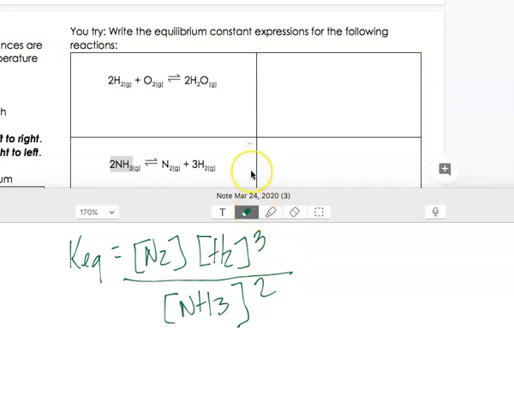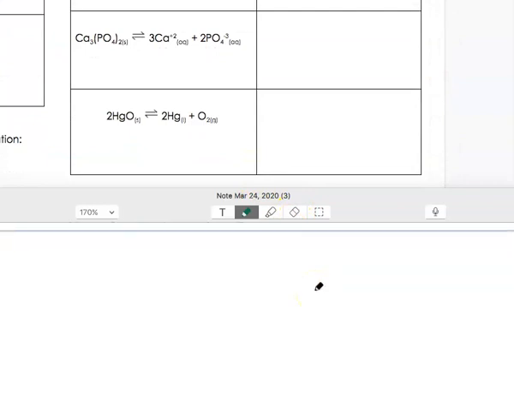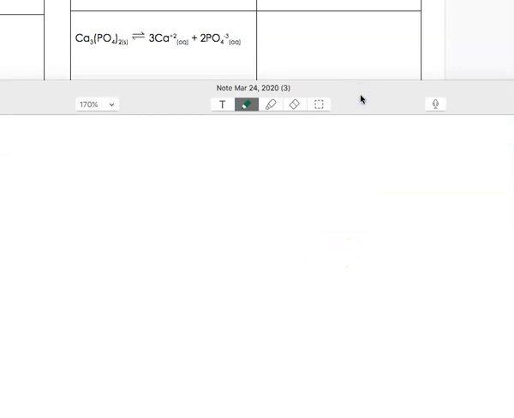All right, now we're going to try the third one. Go ahead and try that one. All right, now that you tried, let's go over the answer. So according to our rules, only 2 types of substances may be included, and those are your aqueous substances and gases, right?